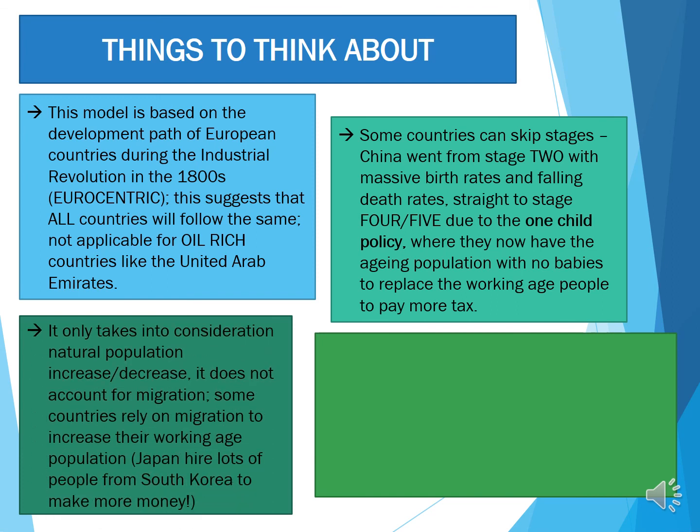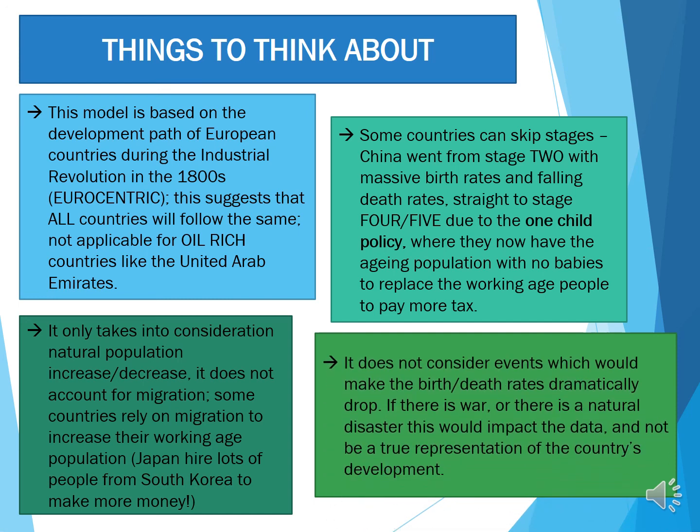It only takes into consideration natural population increase or decrease. It does not account for migration. So, for example, in theory, Japan would be in stage 5. But because they are hiring lots of people from South Korea to improve that working age population, they are going to see an increase in their population. But because this graph does not account for that, we wouldn't see that. And we could assume that Japan is going to start becoming poorer and not making as much money.